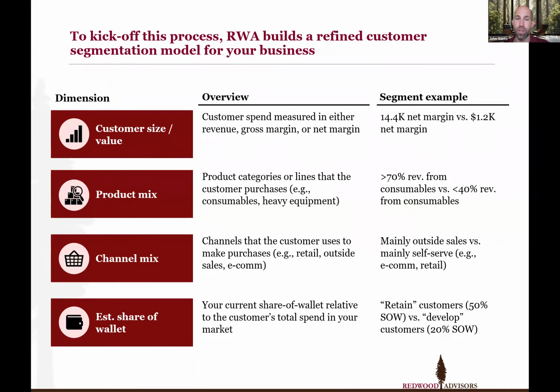So there are four things that we see a lot of. One is customer size and value. How much are they buying from you and what's the margin? Typically picking one or both of those ways of looking at it. Another thing is product mix. What are they buying from you? Are they buying a lot of consumables, or are they buying a lot of fixed, large capital equipment?